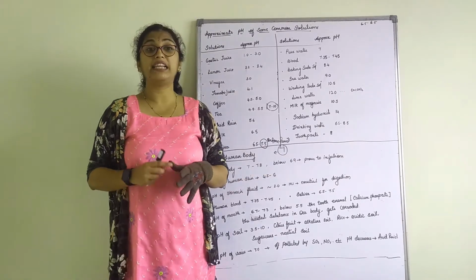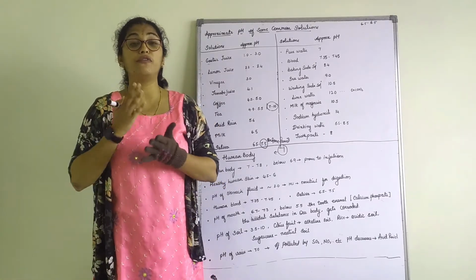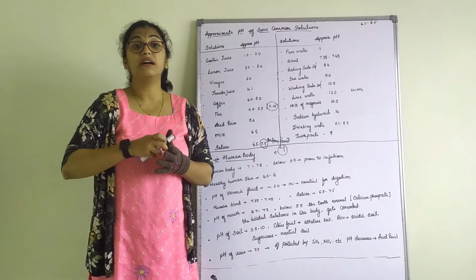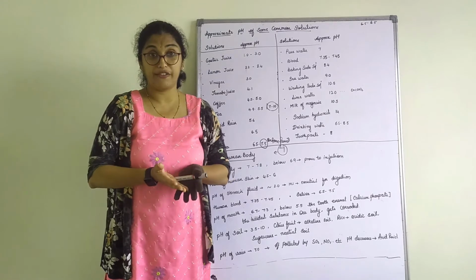Below 6.9 it is prone to diseases. At a particular pH, where it goes below 5 or 5.5, it is a house for cancer cells to develop or regenerate, right?